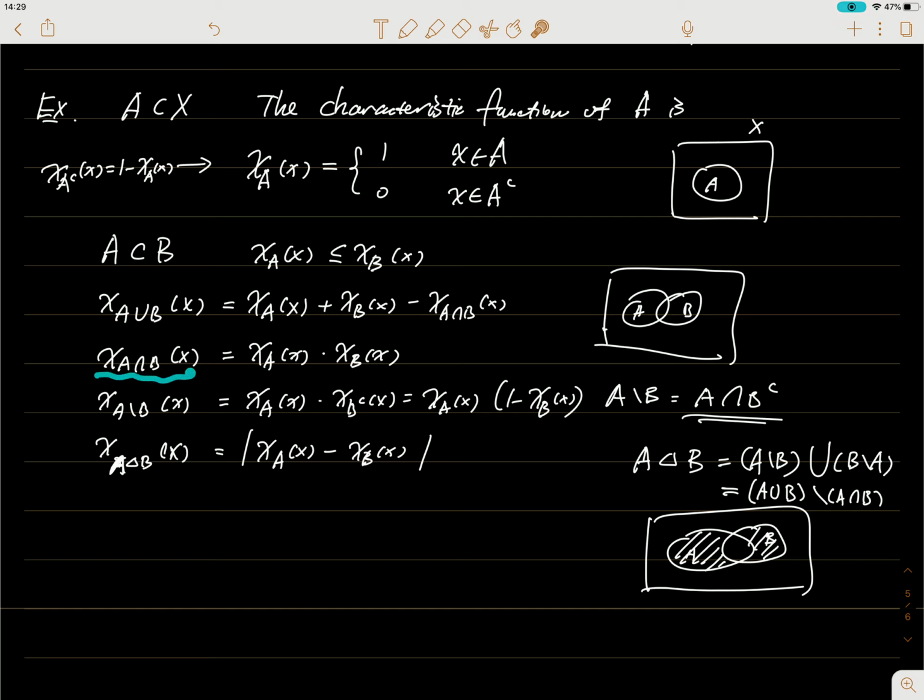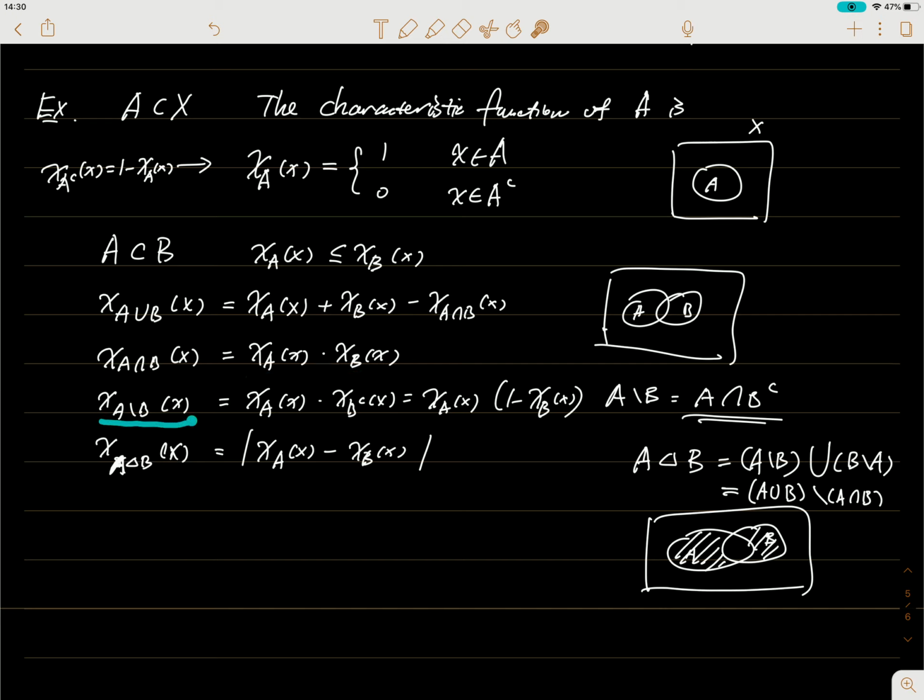Okay, next, the characteristic function of the intersection of A and B. So x will take a value 1 if it's in the intersection. It will take a value 0 outside. So that means it only takes 1 when it's in A and also in B. So that is just the product of these two characteristic functions, because only when x is inside A and also inside B, you have both of them as 1. And then the product of this is 1. If x is just in one of them or in none of them, then the product here will be 0.